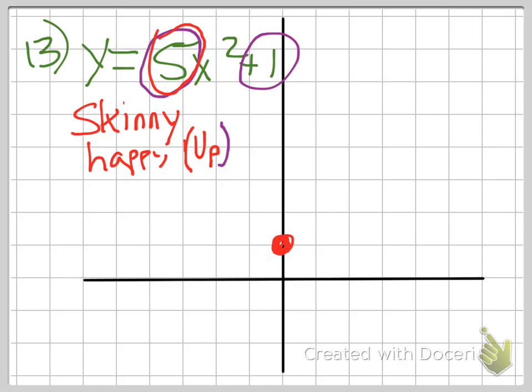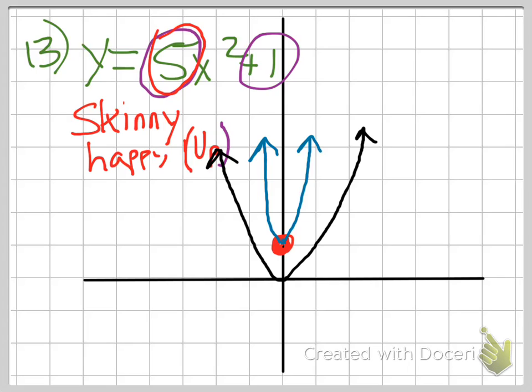Now, here's again a general picture of what a usual parabola looks like. Again, I'm not a very good artist, but that's a rough sketch. And so our picture is going to be 1 unit higher, and it's going to be skinny and open up. So it will look something like this. So there you go. That's a general picture of what this graph would look like.